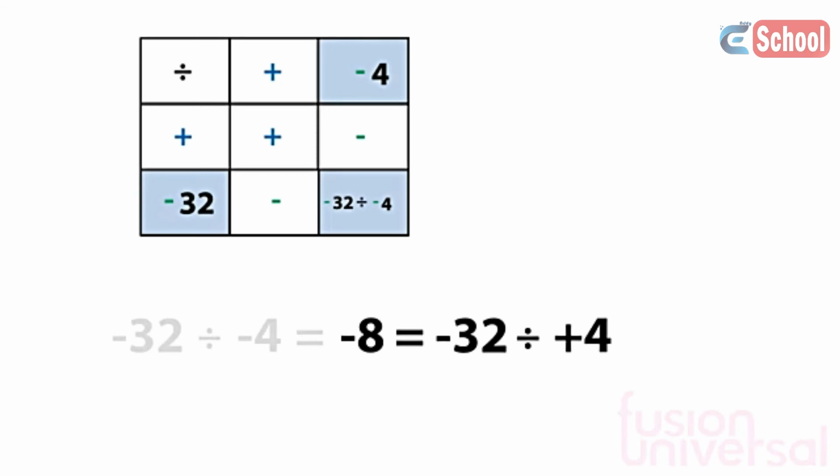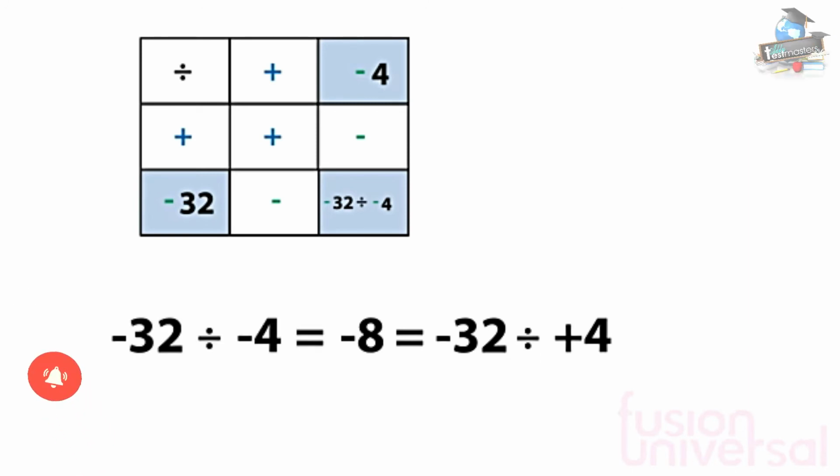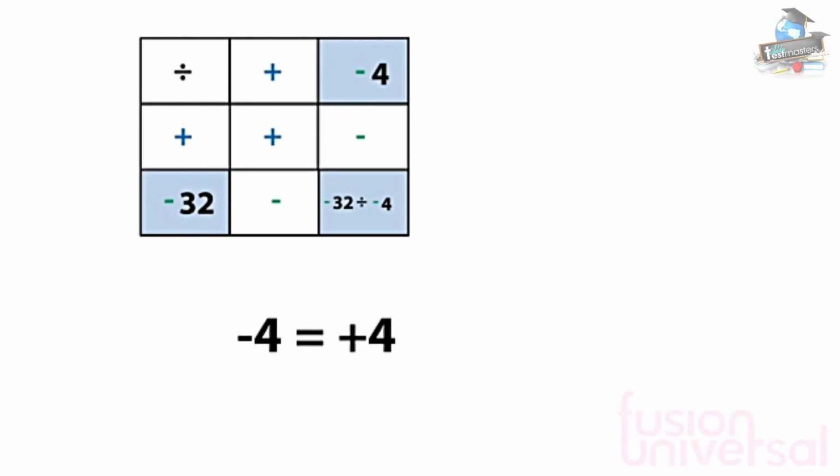If it were negative 8, then it would be the same as negative 32 divided by positive 4. But that would mean that these two calculations would give the same result, which would mean that negative 4 was the same as positive 4, which it isn't. So what could we have instead as the answer?